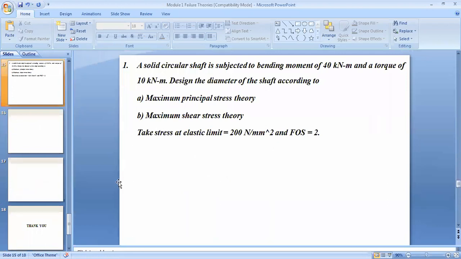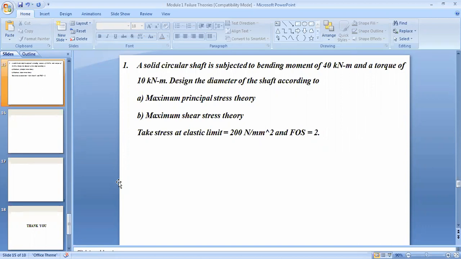Similarly, take a screenshot of this problem. We will now go for solving this problem. A solid circular shaft is subjected to a bending moment of 40 kilonewton meter and a torque of 10 kilonewton meter. Find the diameter of the shaft according to the maximum principal stress theory and the maximum shear stress theory, taking stress at elastic limit, which means the yield stress. What is the yield stress here? Given 200 Newton per millimeter square, and a factor of safety of 2.